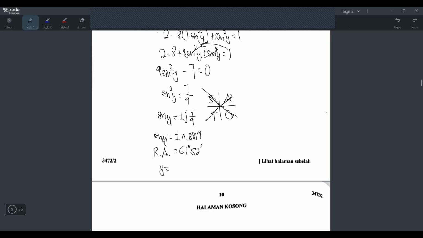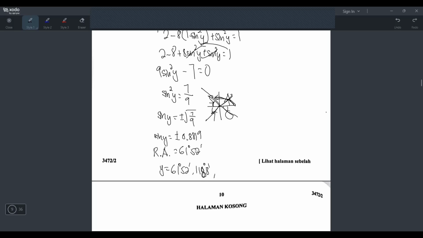To find your actual value for y, you have to convert into the quadrant. So which quadrant do you want now? 1, 2, 3, 4. Quadrant 1 answer will be 61 degrees 52 minutes. The quadrant 2 answer will be here, but the reference angle is here, so that's why you take 180 minus. So let's press 180 minus 61 degrees 52 minutes: 118 degrees 8 minutes.